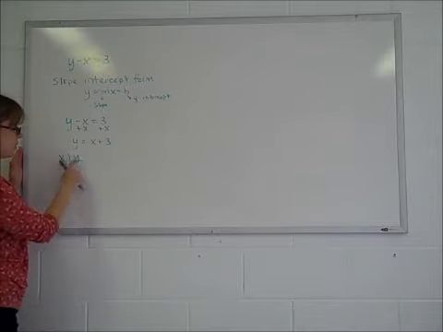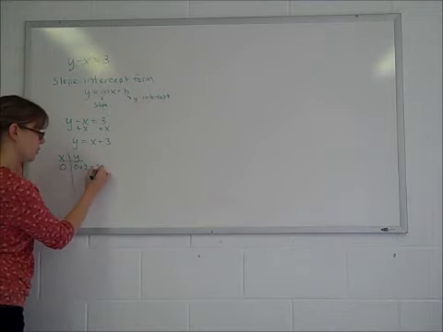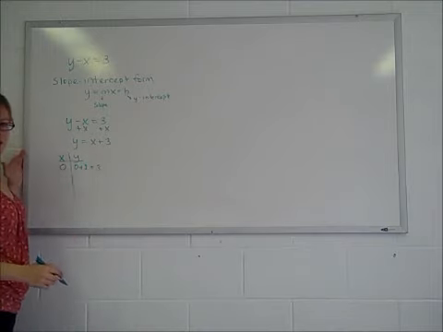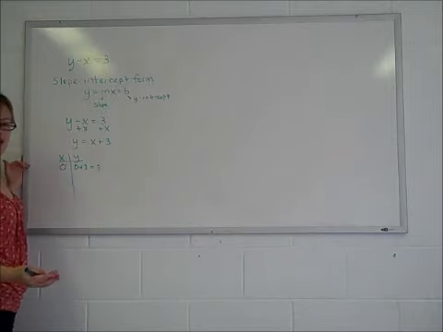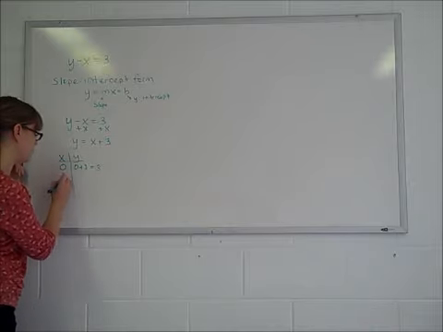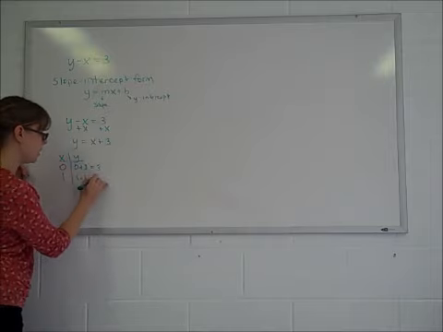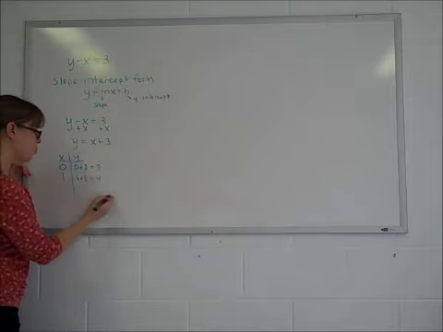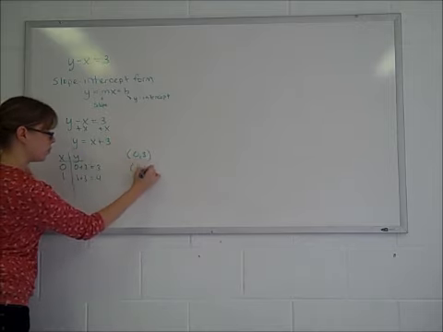If x is 0, I simply plug that in, 0 plus 3, to get my y value of 3. So now I have the point on the line 0, 3. Again, I need 2 points in order to make a line. So suppose x is 1. Plugging it in, I have 1 plus 3 equals 4. So now I have 2 points for my line, the point 0, 3 and the point 1, 4.